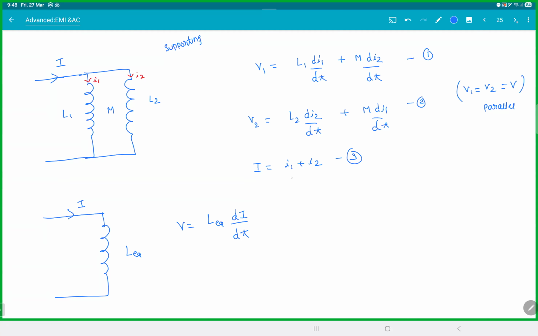So get capital I, substitute here, and you have to do something. You have to do plus and minus. You can play around, you'll get it. This must be equal to V1, this must be equal to V2. If you play around with this, you will end up with a result: L equivalent will be L1 L2 minus M square by L1 plus L2 minus 2M. You should try to solve and verify. Check it out for yourself once. This is when it is supporting. If it is opposing, बस denominator में plus आएगा. So in the opposing case में this M का value will become minus signs here.